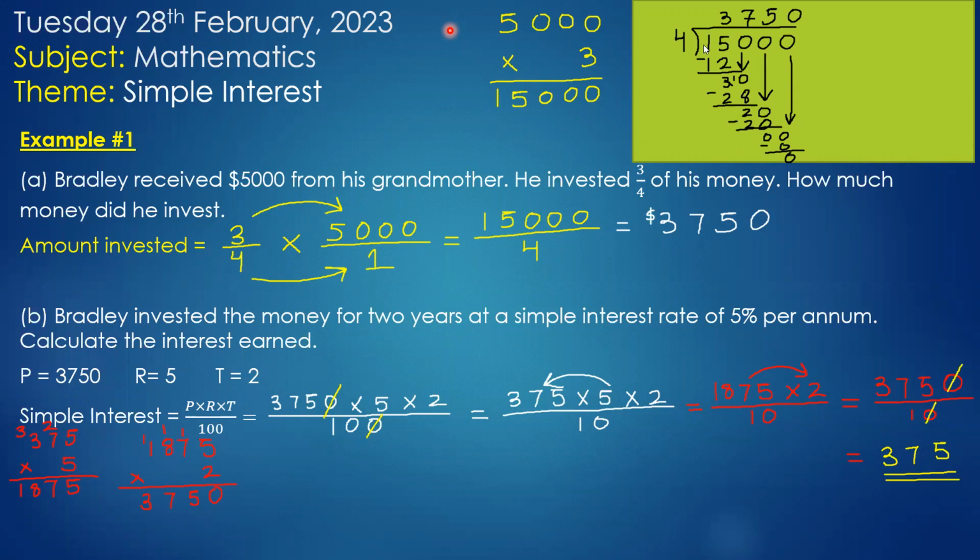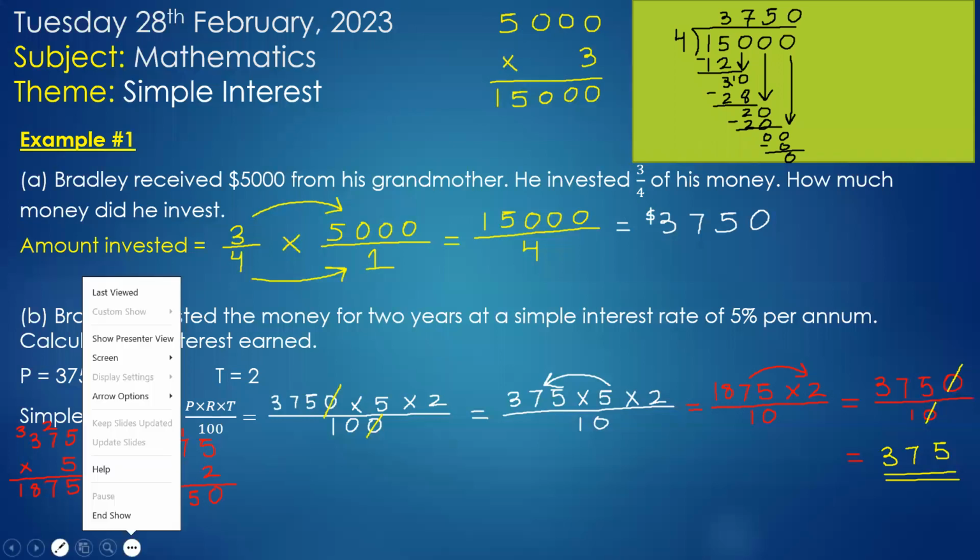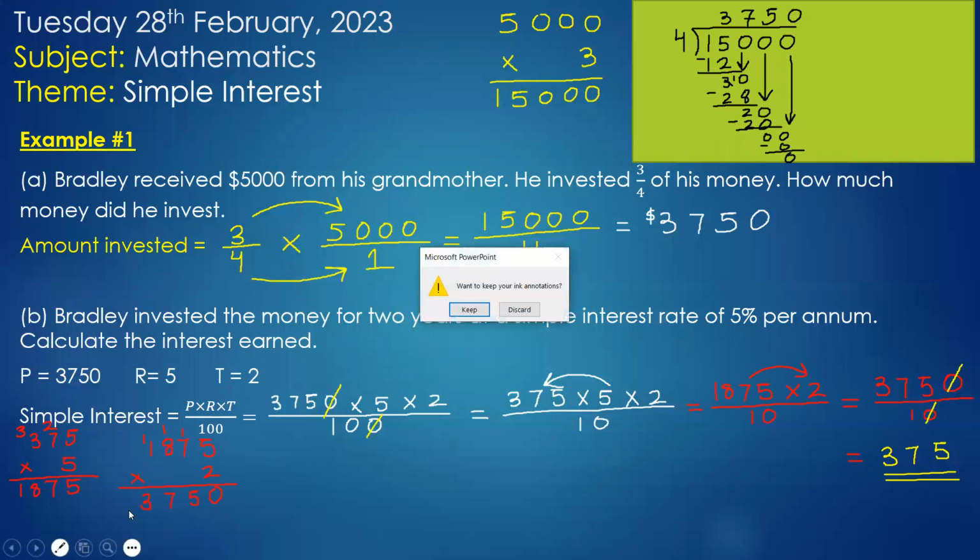So after 2 years, he's going to get his $3,750 plus $375 with that. All right, after 2 years. Just another example. Please make sure you have this written down. Again, make sure you have this written down, please.